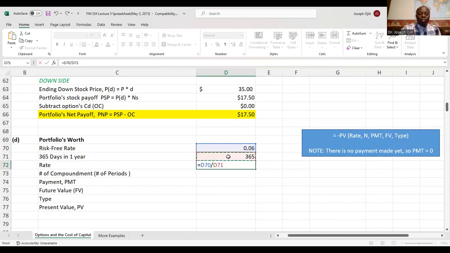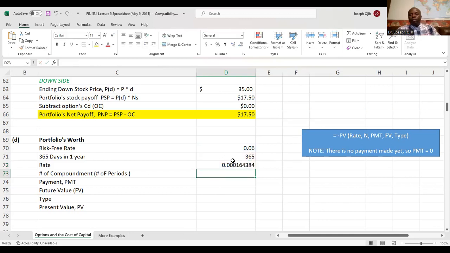Okay, that gives us the interest for daily compounding. And of course, the number of compounding periods will now be 365, because there are 365 days in a year. Payment: there's no payment, you get paid at the end of the period. So there are 0 payments. Future value.